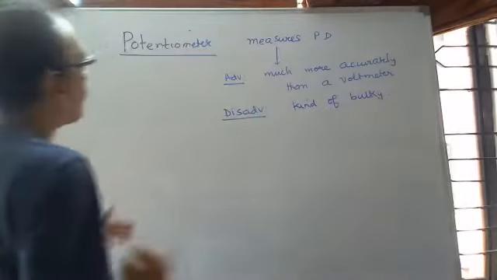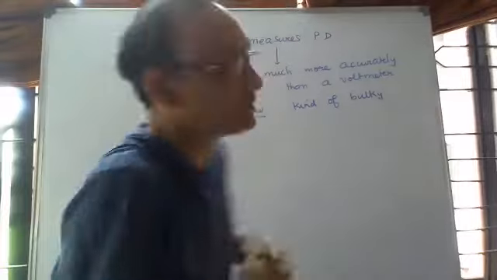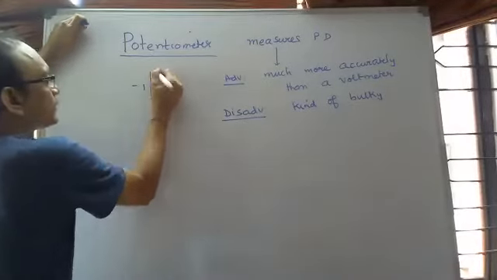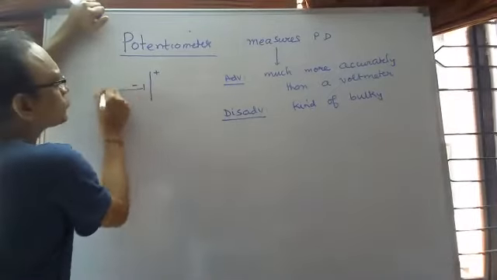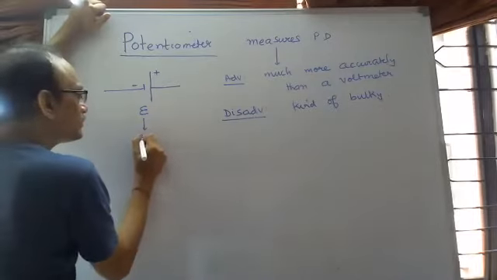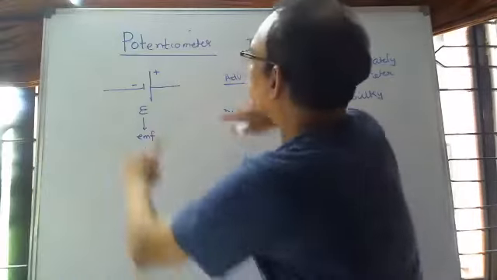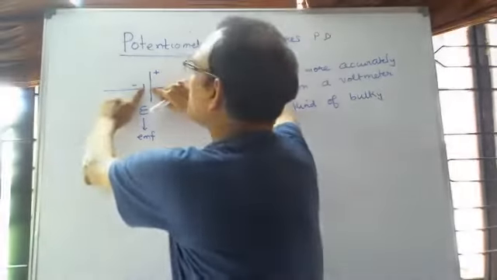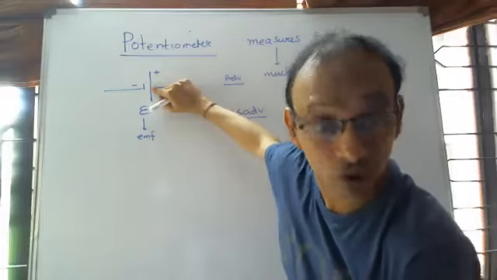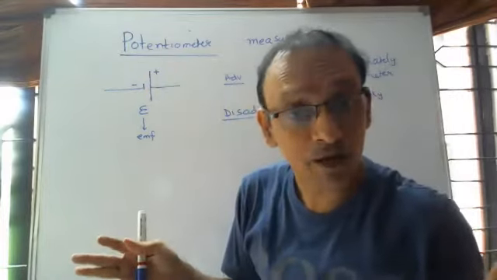Now, what are the things that we generally see? Suppose I am giving you a battery. What are the things in a battery? EMF of the battery. What is EMF? EMF means the potential difference between the terminals when no current is flowing through it.